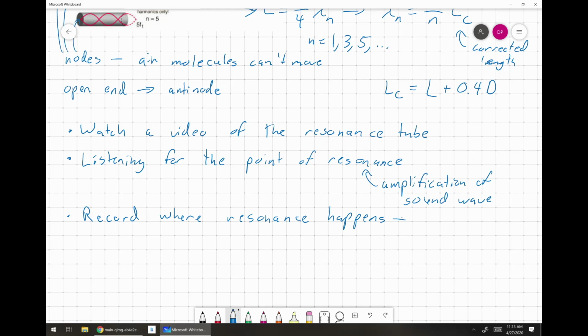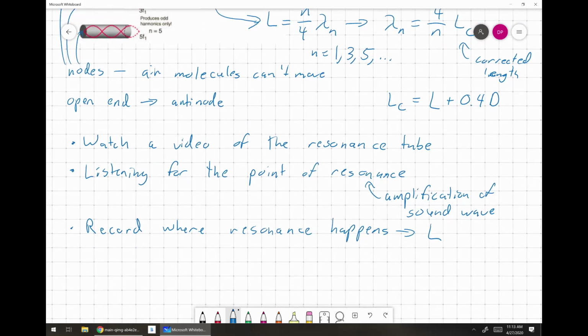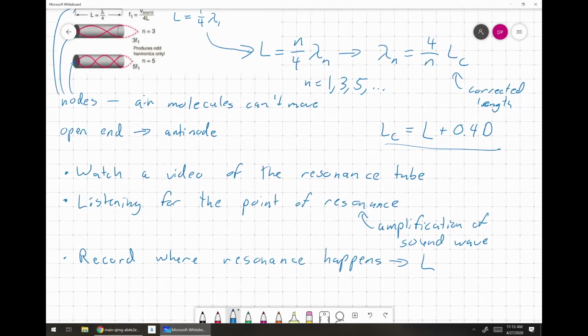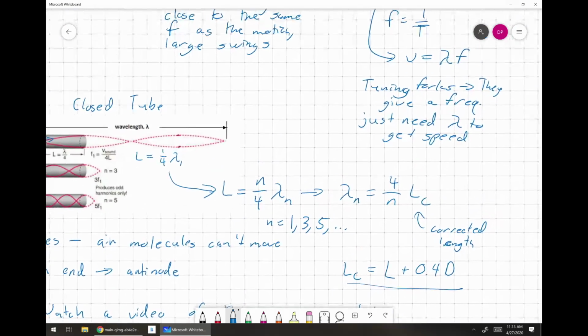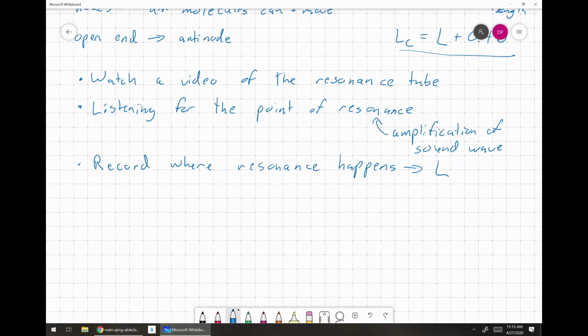And this is going to be just reading off the L on the tube. There are numbers on the tube. Those are centimeters from the top of the tube. So that is going to be the L as shown in our diagram here that you're recording. And then you will need to correct that length according to our formula up here. And then that will go into this formula to give you the wavelength. And then you will get the speed of sound. So that is the general procedure: just watching the videos and listening for those points of resonance.